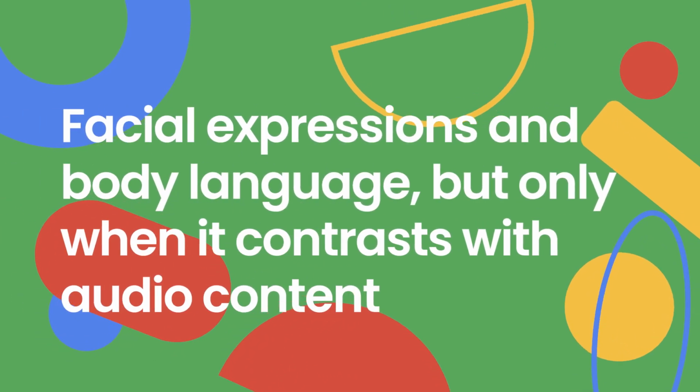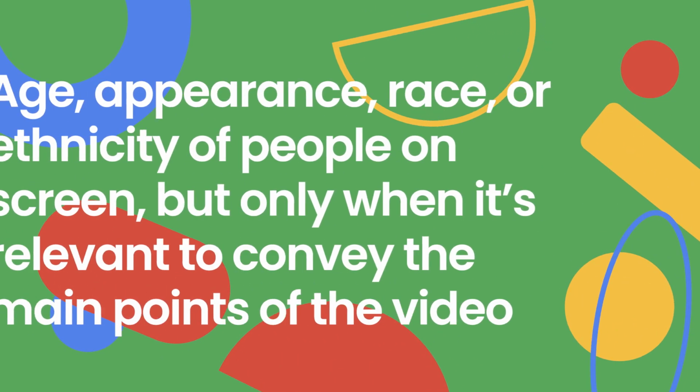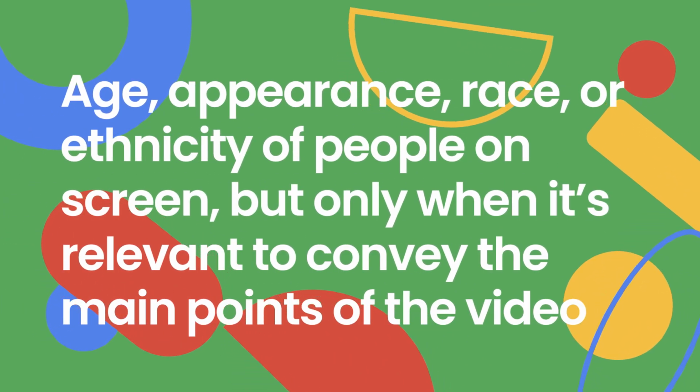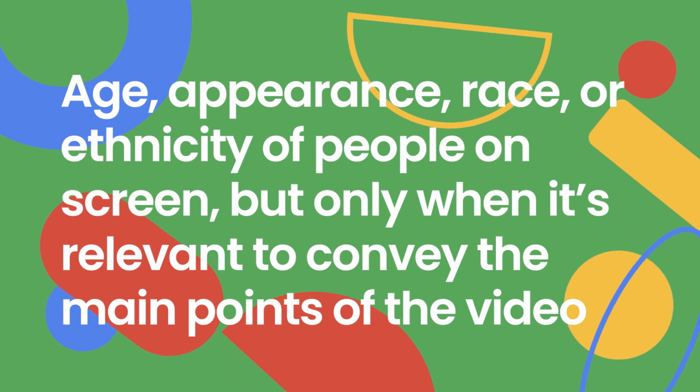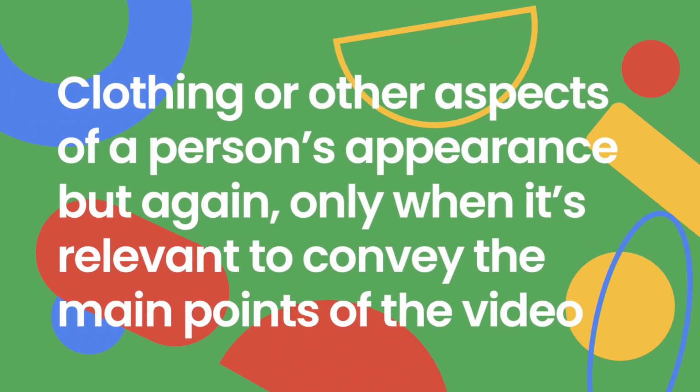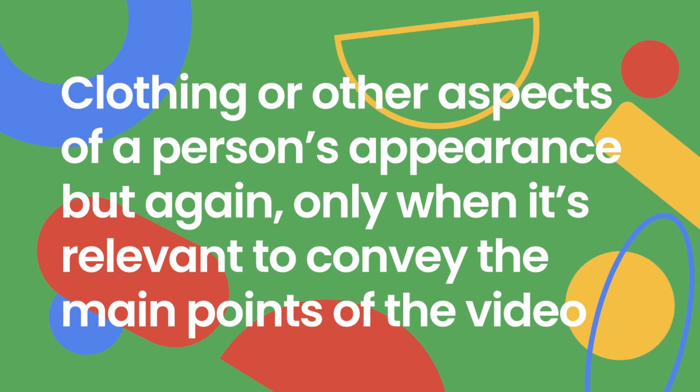Other elements to consider include facial expressions and body language, but only when it contrasts with audio content, age, appearance, race, or ethnicity of people on screen, but only when it's relevant to convey the main points of the video, clothing or other aspects of a person's appearance, but again, only when it's relevant to convey the main points of the video. Take a look at this example.